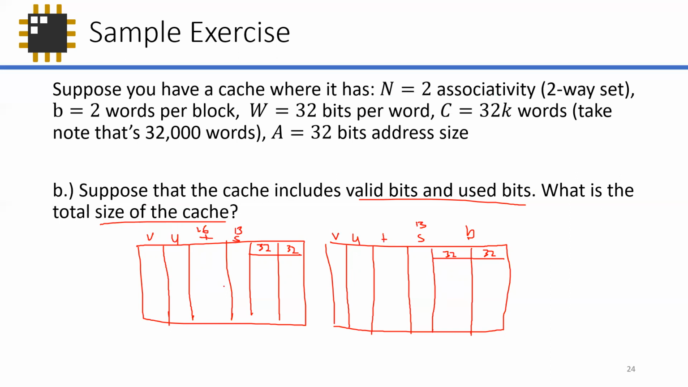Technically, you just need to look at one set over here. Like this is 1 bit, 32 bits, 32 bits. Just look at this one set. So I have 1 bit valid plus 1 bit use bit, plus 16 bits for tag, plus 13 bits for set, plus 64 bits for the 2 data words that I'm storing. That's a total of, how many is that? 1 plus 1 plus 16 plus 13 plus 64. That's a total of 95 bits.